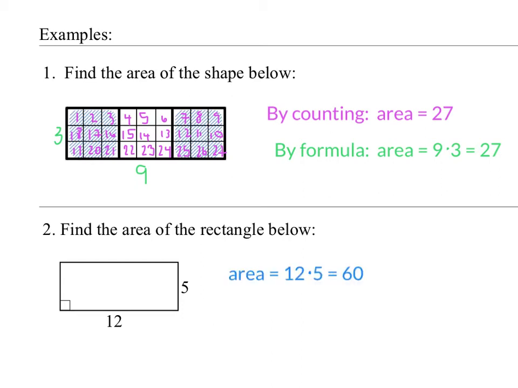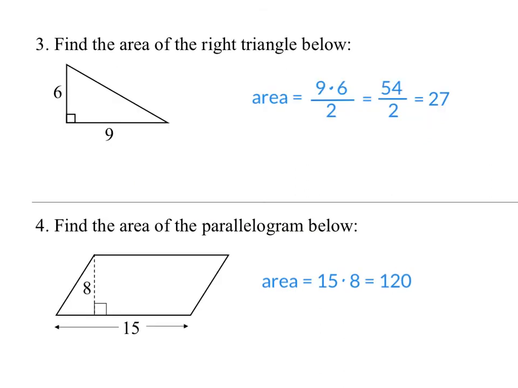Okay, number 2, base 12, height 5. It's a rectangle. It tells me right there. Base times height, the area is 60. All right, example number 3. So area of a right triangle, base times height divided by 2. Here it is, 9 times 6 is 54. 54 divided by 2. Final answer, 27.